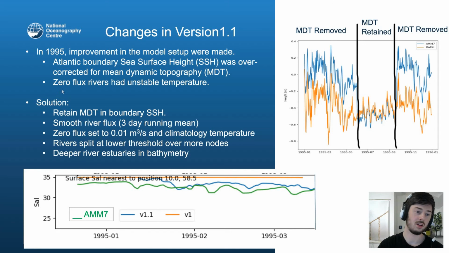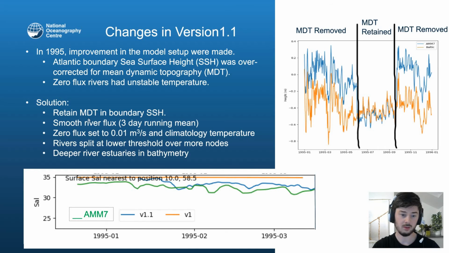And then we also found that the rivers were being unstable at times when there was zero river flux. The temperature in the E-HYPE dataset of the river temperature was fluctuating and causing problems. So to fix this, the river fluxes have been smoothed with a 3-day running mean to smooth out big changes in the flux, and then zero flux times in the rivers is set to 0.01 cubic meters per second, just so it's not going to zero. And then at these times also setting the river temperature to climatological river temperature for that river.